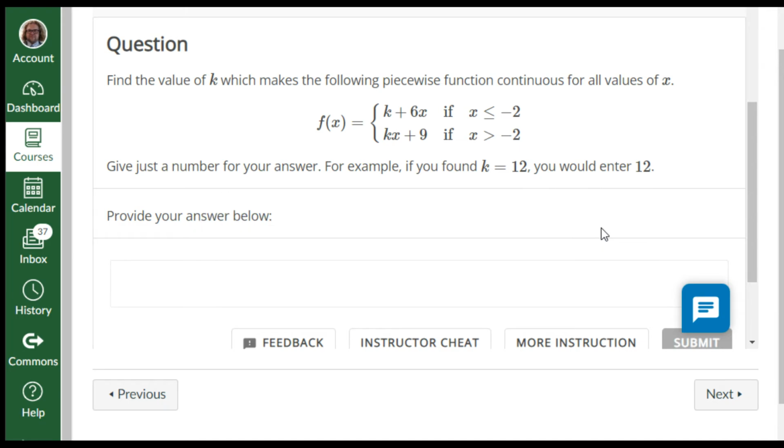Well, this looks like a test question. If I ever saw a test question on the homework, this sure looks like it. We have a piecewise function, and we need to know what value of k it's going to take for this guy to be continuous.